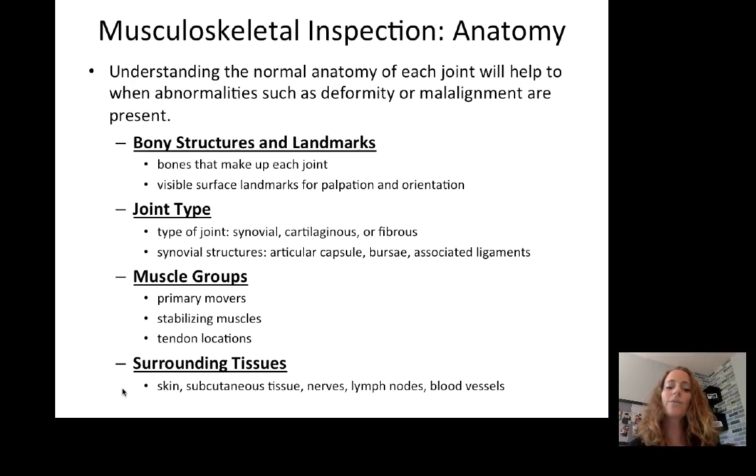Then don't forget that you have surrounding tissues. You can have skin and subcutaneous tissues that can be inflamed or damaged by conditions. You have nerves, lymph nodes, and blood vessels that can also be affected by nearby trauma or other conditions.